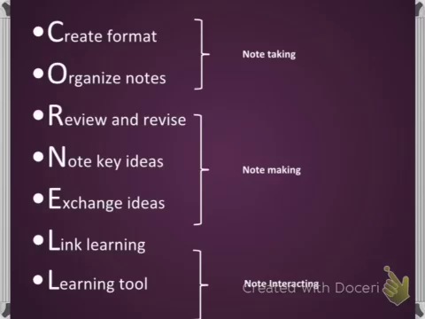Cornell notes: each letter represents something that I will review. The first part is pretty simple: create, format, organize notes, which is really just setting up the notes and the note-taking. After that is active processing with those notes: reviewing, revising, figuring out the key ideas, questions, and exchanging those ideas with other individuals in the class. And the last thing is note interacting, so linking the learning tool, using those notes as a study guide.